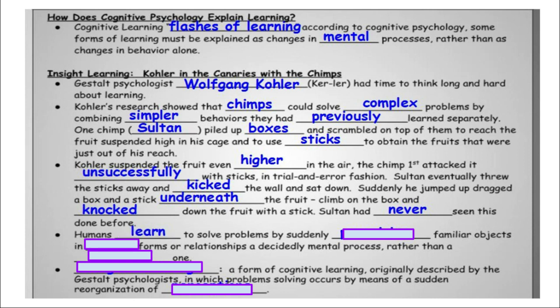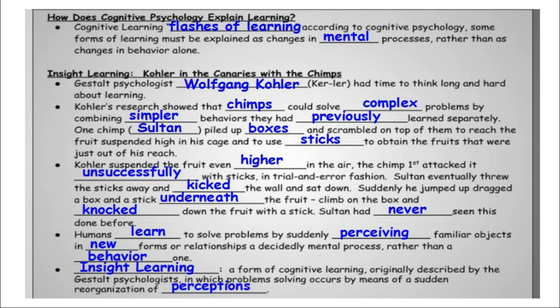And humans learn to solve problems by suddenly perceiving familiar objects in new forms or relationships. And decidedly, this is a mental process rather than a behavioral one. Hence, we get into this concept of insight learning. It's a form of cognitive learning originally described by Gestalt psychologists, in which problem solving occurs by means of a sudden reorganization of perceptions.